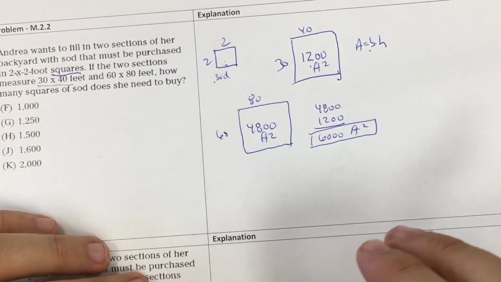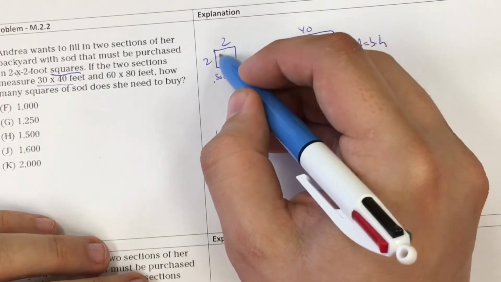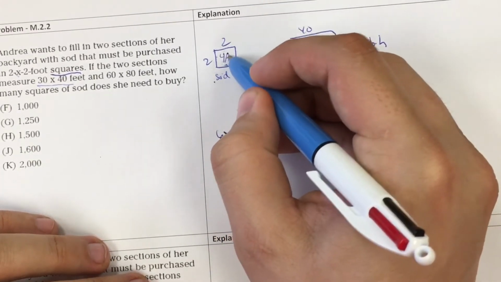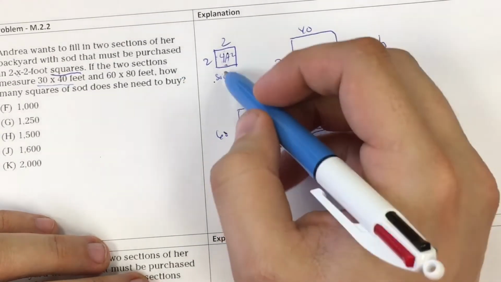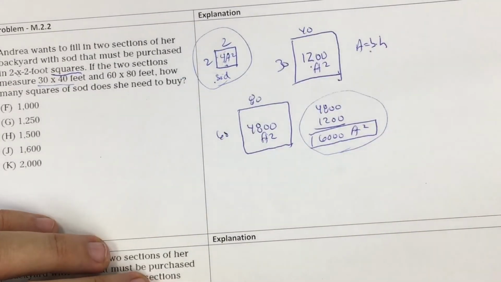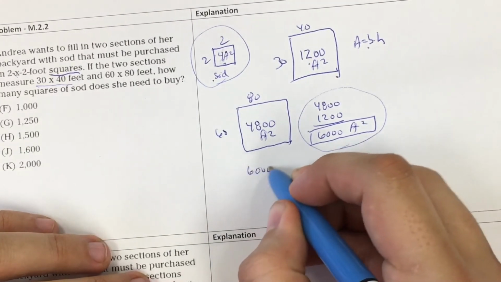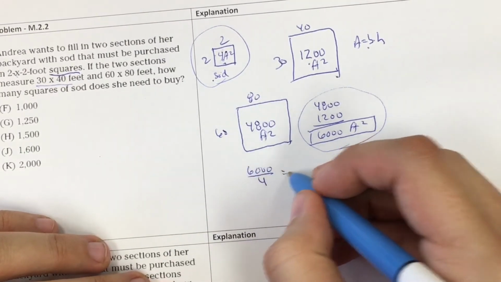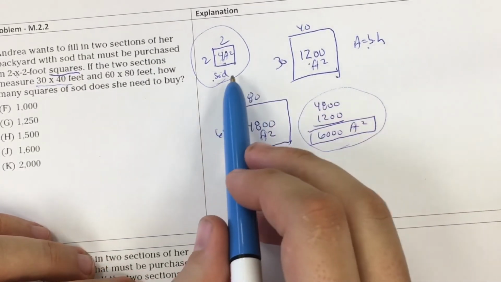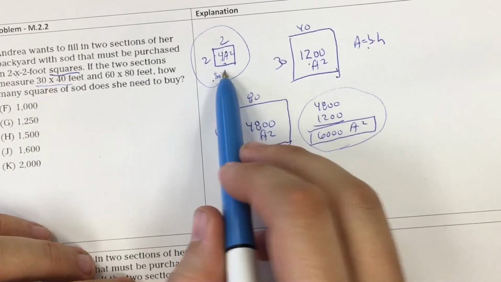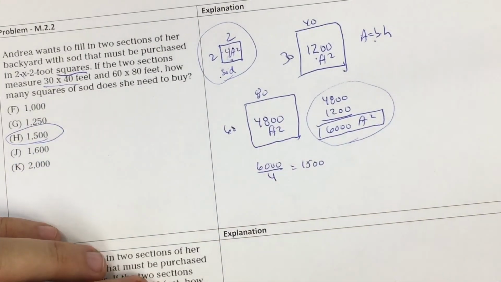And so all we need to do is just figure out the area of this, which is 4 feet squared. And we're going to divide the total area of her yard by the area that's occupied by one block of sod. And so when you do 6,000 divided by 4, you get 1,500. And so what that means is she's going to need to buy 1,500 of these in order to cover up both of her yards. And we can clearly see that that is an answer choice right over here.